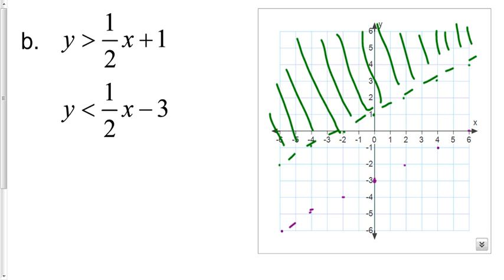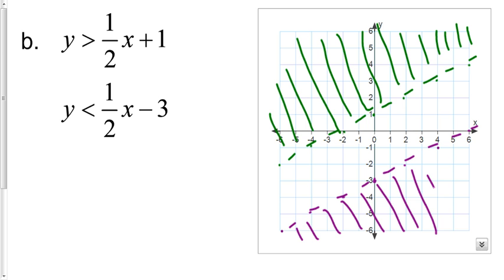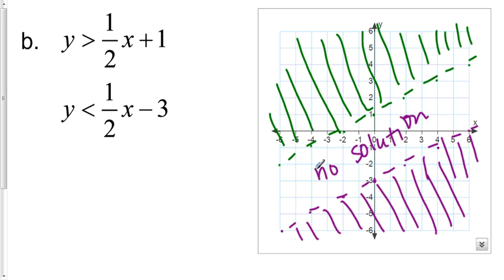Again, a dashed line because the symbol is strictly less than. And actually the shading is going to go in opposite directions. Less than means shade below the line. Now this shading again goes on forever, but to find the solutions here, I'm looking for an overlap in the shaded regions, and these shaded regions will never overlap. And so there's no solution, no solutions at all to this system.